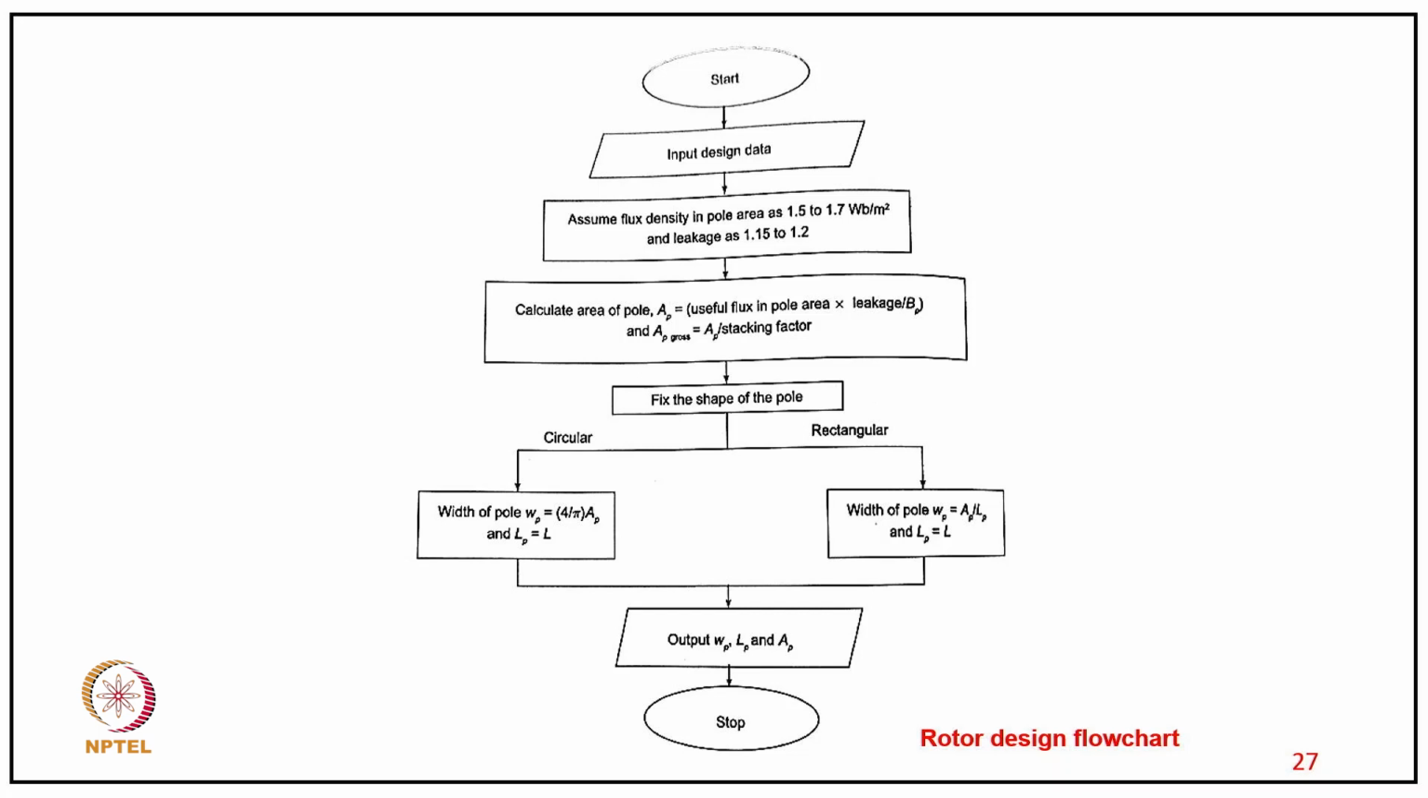Fix the shape of the pole. If it is circular, width of the pole WB equal to square root of 4 upon pi AP, and LP equal to L. And if it is rectangular, width of the pole WB equal to AP upon LP, and LP equal to L. Output WB, LP, and AP, and stop.